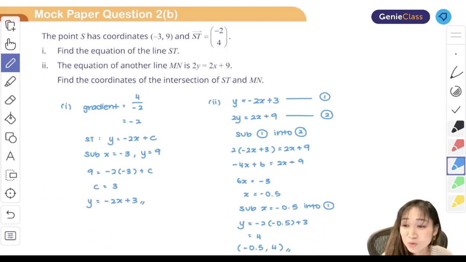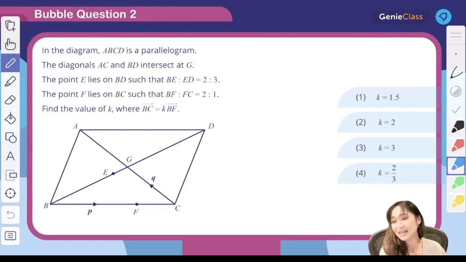Is part 2 okay? Yes, no? Okay. Then bubble question 2. So this one is the next mock paper question.